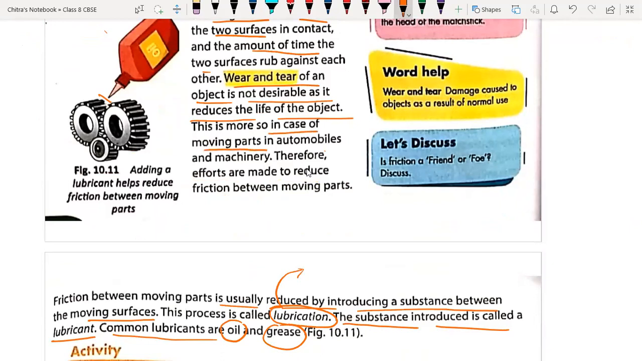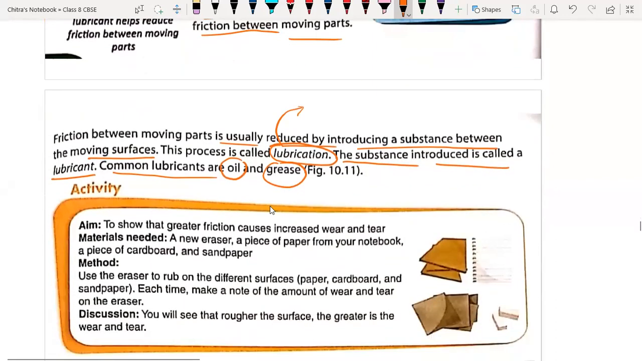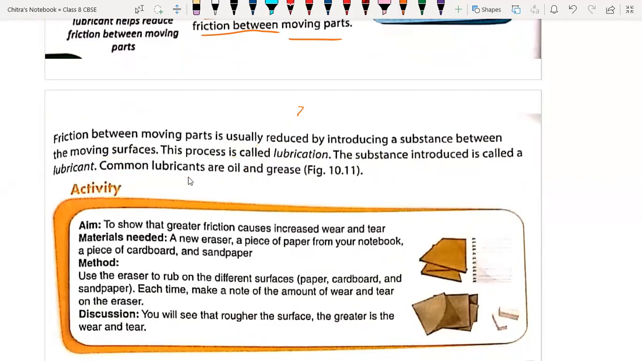This is especially true for the moving parts of automobile machinery. That's why we have to reduce the friction, so that the life of the object becomes longer. Therefore, efforts are made to reduce the friction between moving parts. And what is the effort, basically? We have to apply a lubricant between the sliding surfaces. Friction between moving parts is usually reduced by introducing a substance between the moving surfaces. What is this substance called? It is called a lubricant.